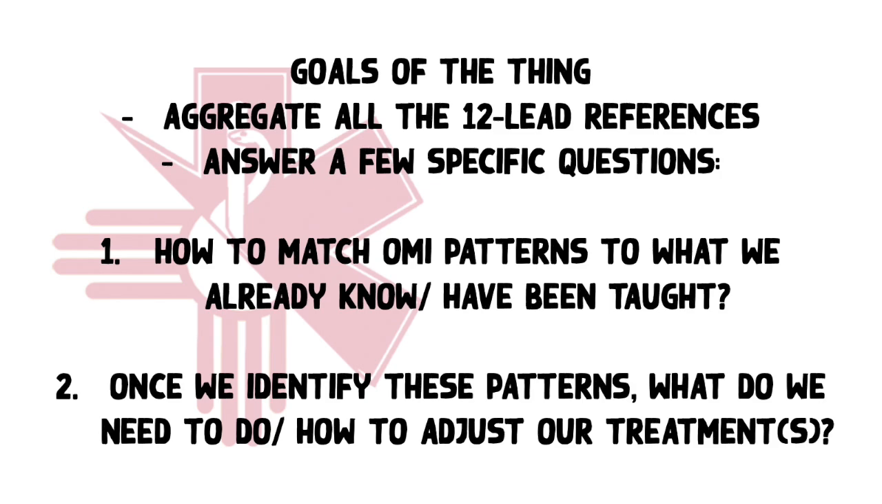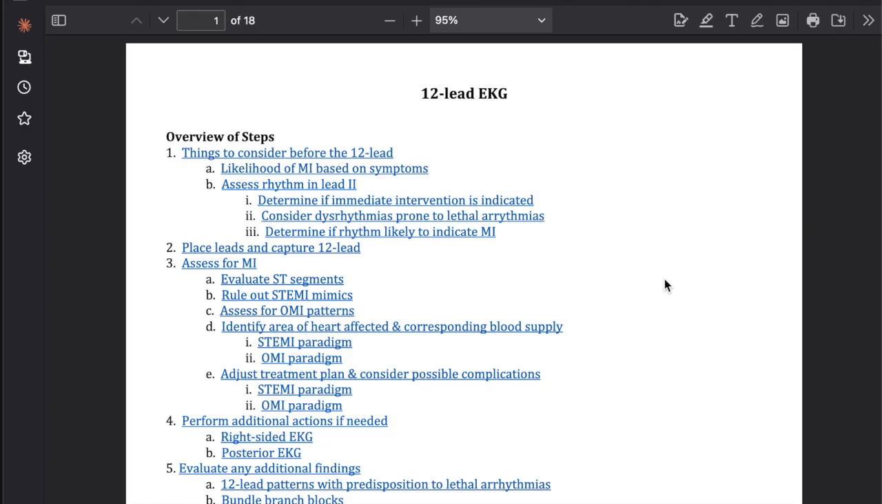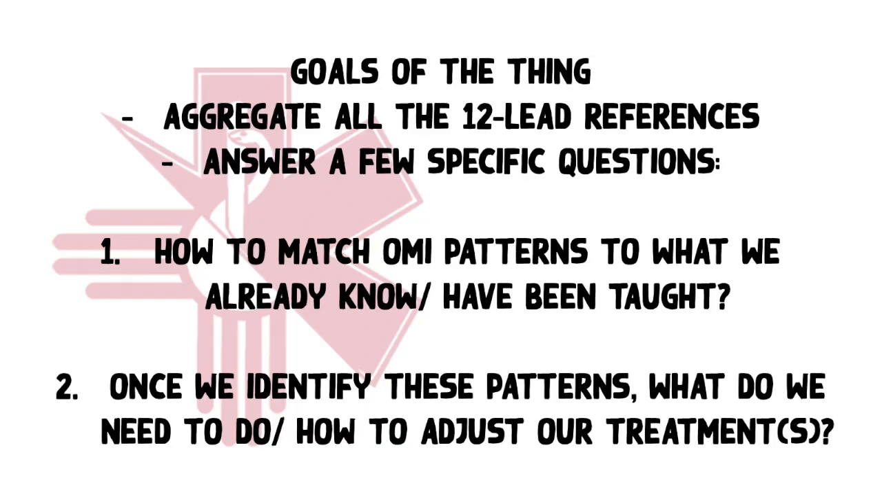The other thing that we tried to do is answer a few pointed questions. So in here, when we're assessing on step 3, assessing for an MI, some of the questions that we specifically wanted to dig into, one is how to match these occlusive myocardial infarction or OMI patterns with the things that we've been taught. So in the STEMI paradigm, we've all been taught how to identify where ST elevations correlate to on the myocardium and then which vessels are affected. We wanted to do something similar for the different OMI patterns.